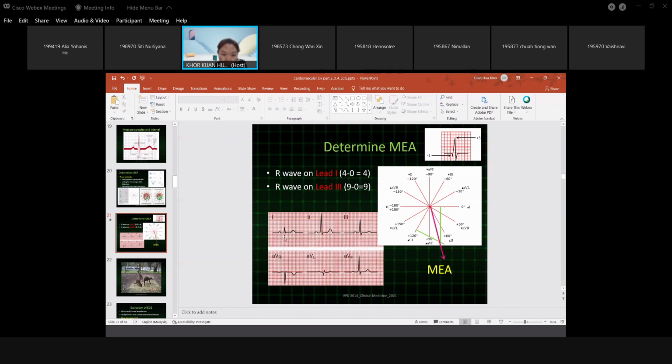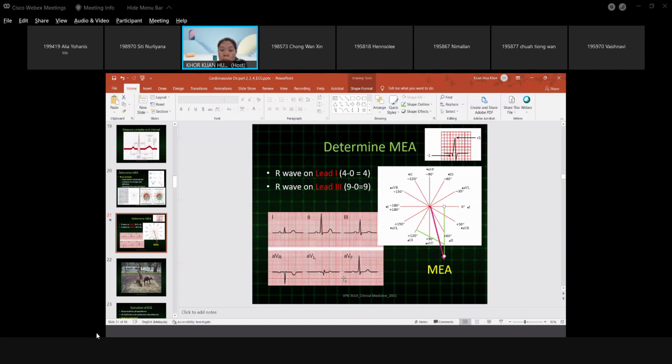For lead 1, how many boxes? How tall is it? If you count, there's roughly 1, 2, 3, 4 boxes. You don't have to be very detailed. If you say 5 boxes, I'm not going to scold you, because it doesn't make any difference. So let's say it's 5 boxes. I move this line over here and draw perpendicularly, 90 degrees to lead 1. I draw a longer line.